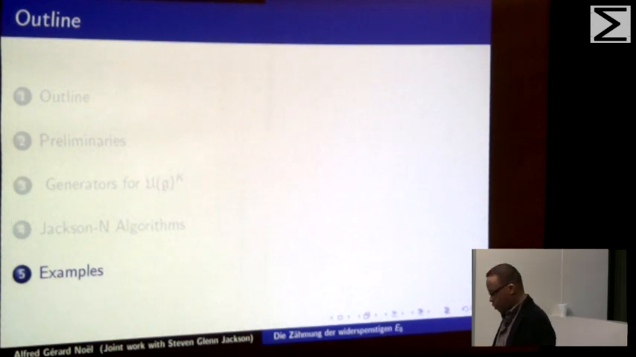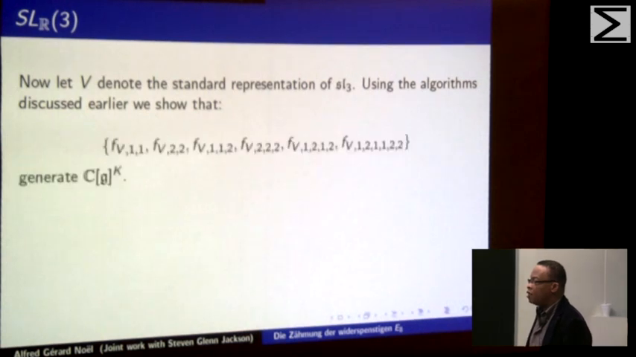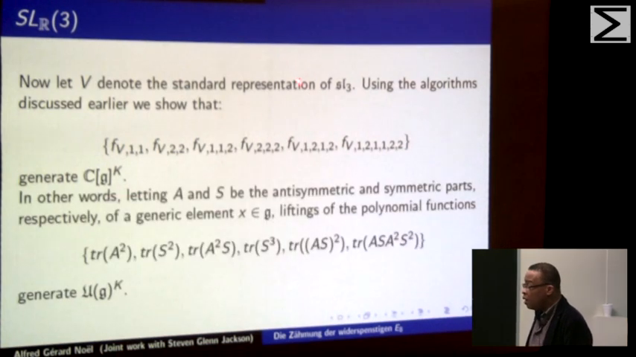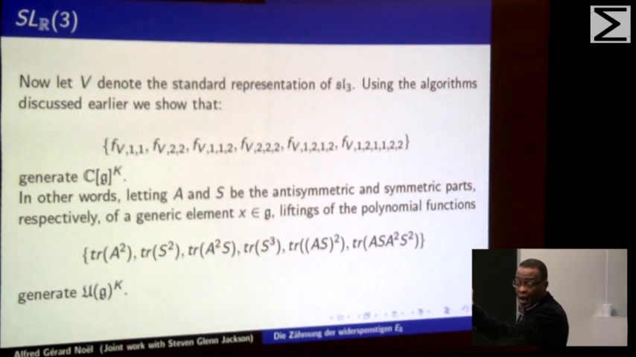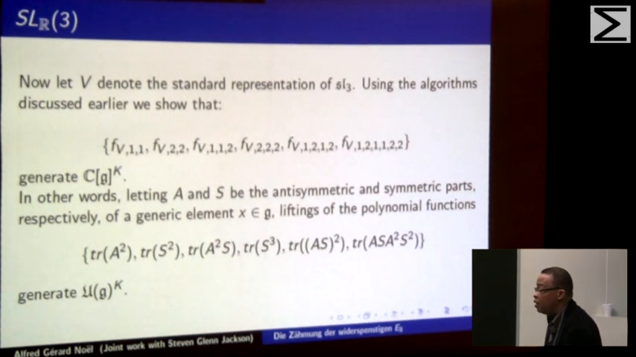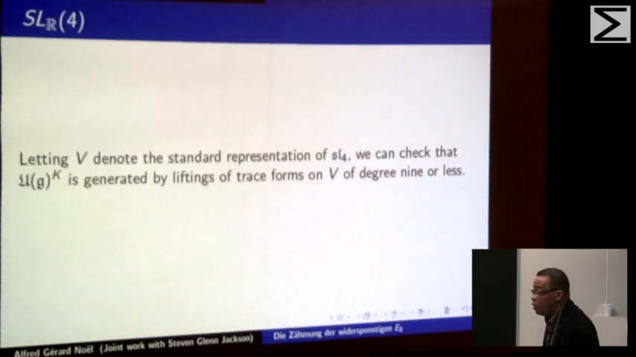So let me give you some examples now. For SL3, the standard representation, just matrix multiplication, this is what you get as your trace form. And they generate C[G]^K. And in fact, remember that I said that you can break your matrix into two pieces. This is the K piece and the P piece, which is the anti-symmetric and the symmetric part. And when you lift, this is what you find. So those are the generators for U(g)^K in that case. And you can compute this very easily. Again, compute enough, because you already computed M(T), so you can just make the equality stand and you're all set. For SL4, we were able to do it.